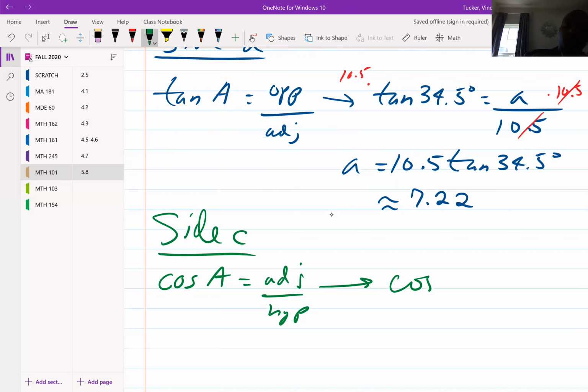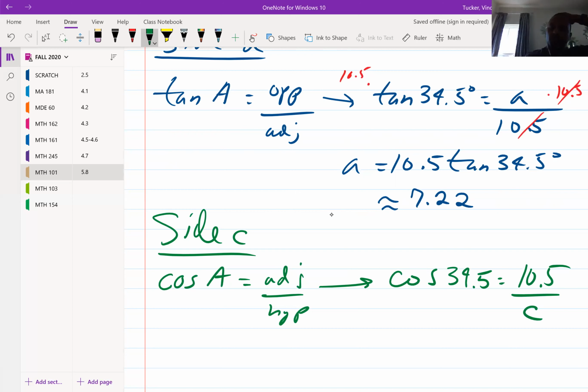The reason you do that is because if you miscalculate that 7.22, at least you don't get both of them wrong. So normally you stick with the given. So we've got cosine of 34.5 degrees equal to 10.5 over C. Now if I want to solve, I'm going to multiply both sides by C to get C out of the denominator.